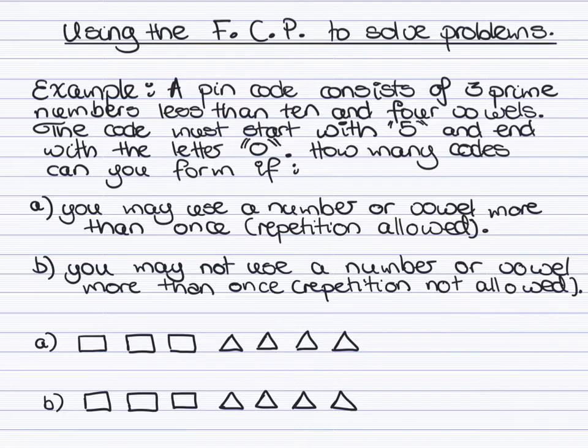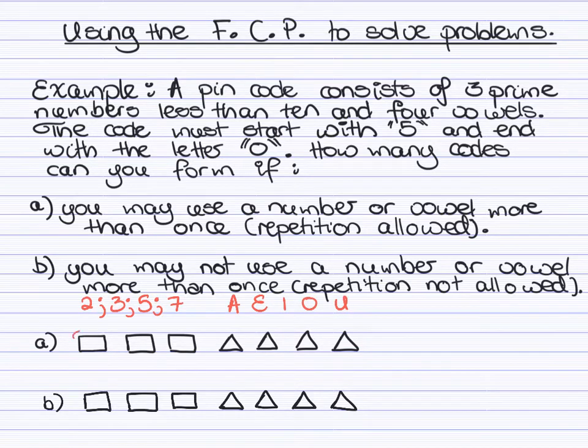Now, before we begin, we need to clarify what our prime numbers are. So we're looking for those which are specifically less than 10. So we know that the number 2, the number 3, the number 5, and the number 7 are the prime numbers we're looking at. Then the vowels that we're dealing with are A, E, I, O, U.